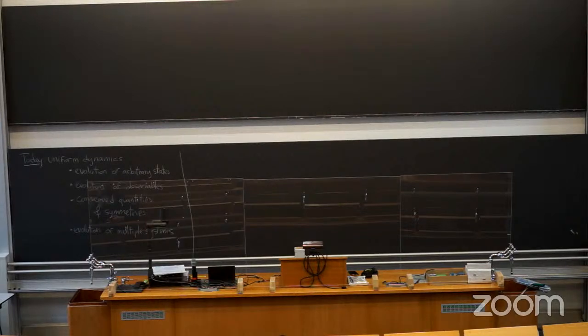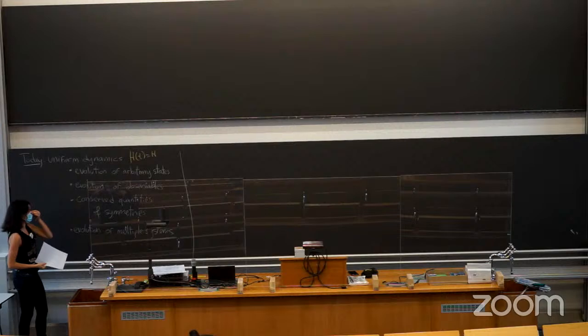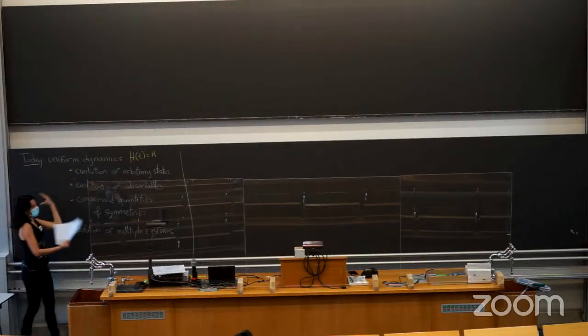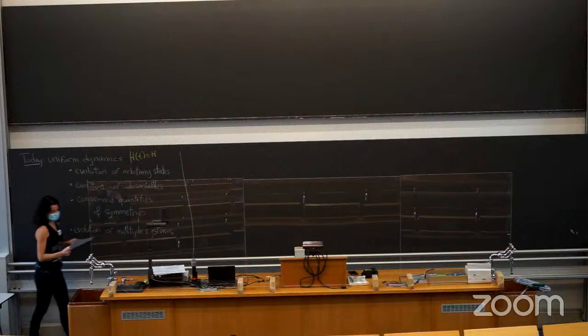Okay, so we'll continue talking about evolution of quantum states. And we're still in this very easy case called uniform dynamics. That's when the Hamiltonian doesn't change in time. And today we're going to see a little bit more of what kind of things we can compute. We'll see how to evolve any state, and how things like the average position change. And we'll talk a little bit for the first time about conserved quantities and also what happens when you have multiple systems.